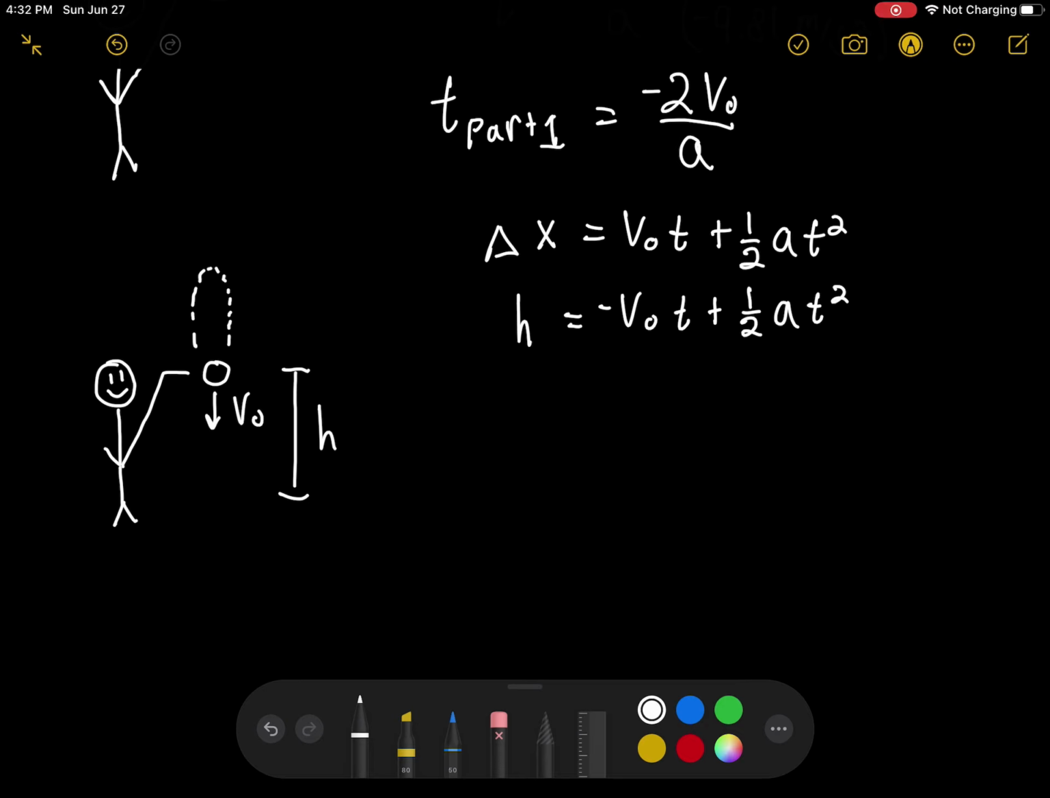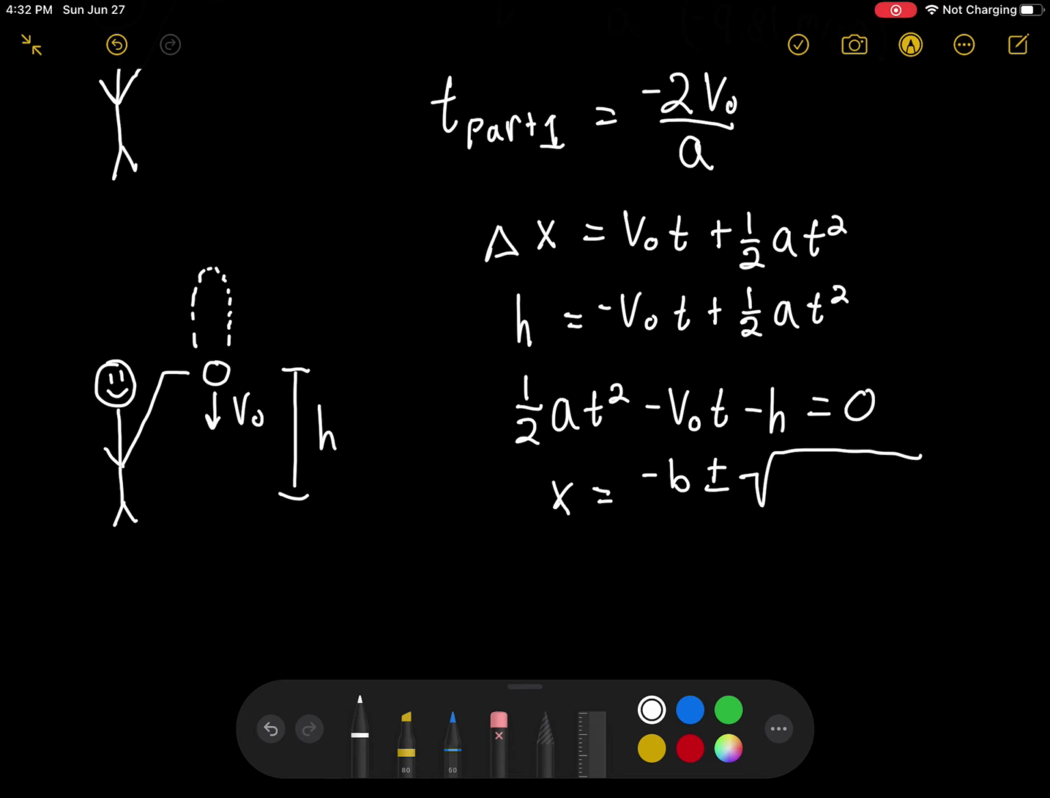Now this isn't so useful since we are trying to solve for t. However, we can rearrange this into something more useful once again. So this will be 1/2 a t squared minus v naught t minus h is equal to 0. Now this equation should look a little bit familiar. This is actually just the quadratic formula. X equals negative b plus or minus the square root of b squared minus 4ac all over 2a.